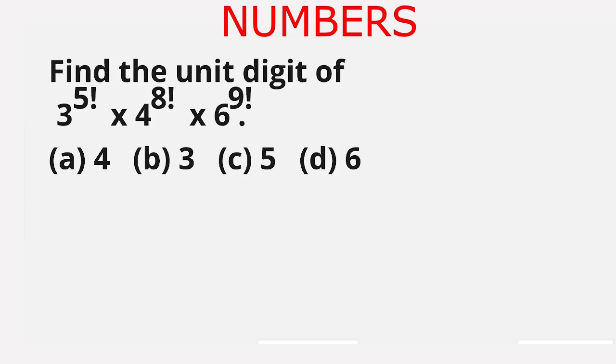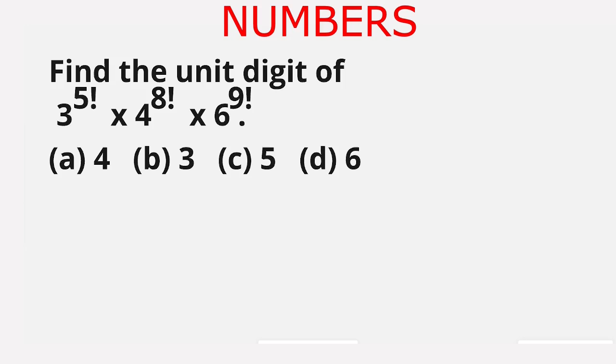As we know that the unit digit of any number repeats itself after every fourth power. Also, we know that every factorial greater than 3 factorial is divisible by 4. So using these two properties, we can solve this question.